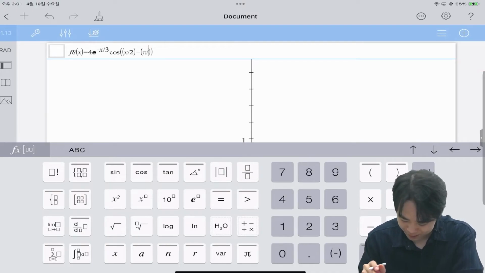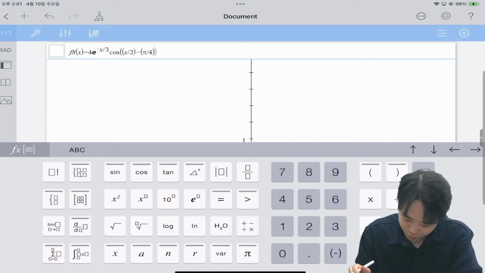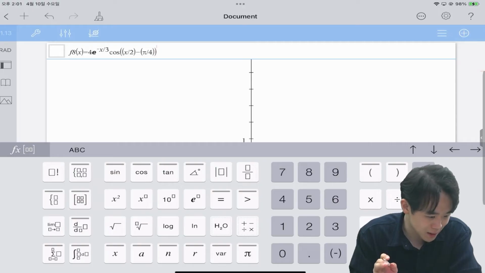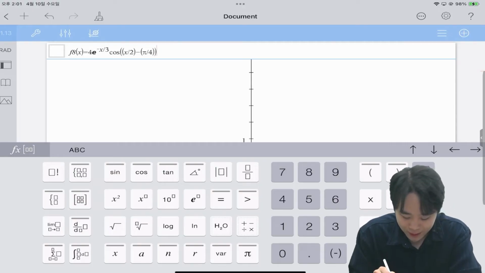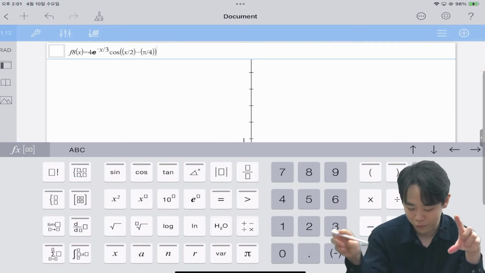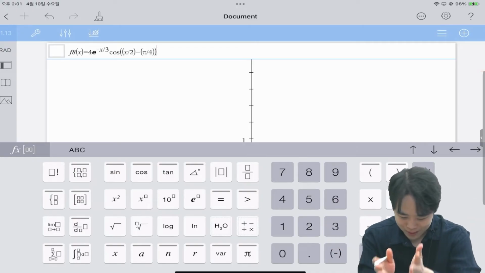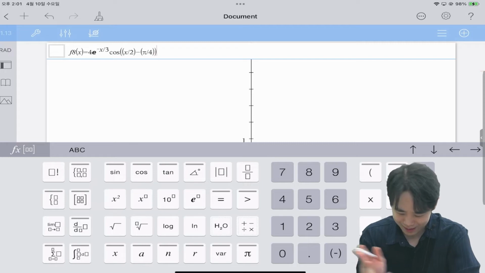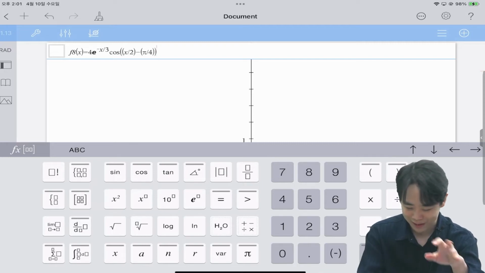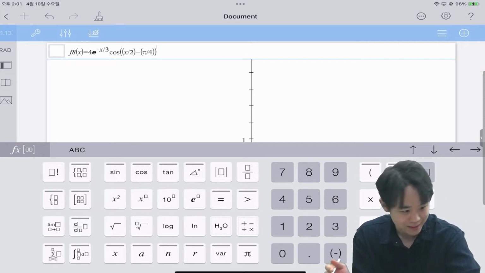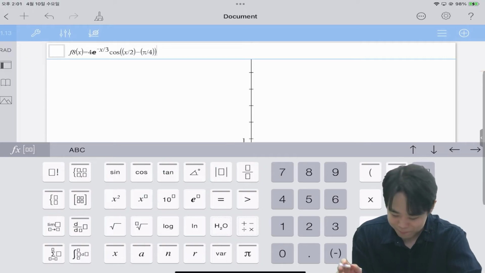So sometimes the calculator might confuse the order of operations. So you might want to keep everything nice and packaged in brackets. So we're taking x over 2 first, pi over 4 next, and then we're subtracting the two, and then we're putting that inside the cosine, right? So notice how many brackets there are. One bracket that you miss out or add in is going to cause a syntax error. So try to be mindful of that.